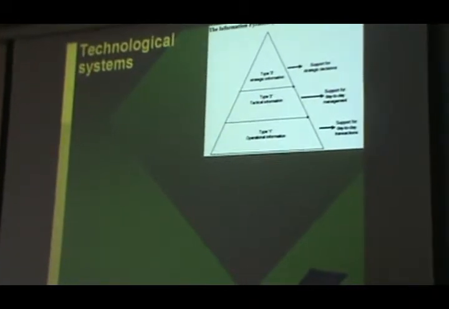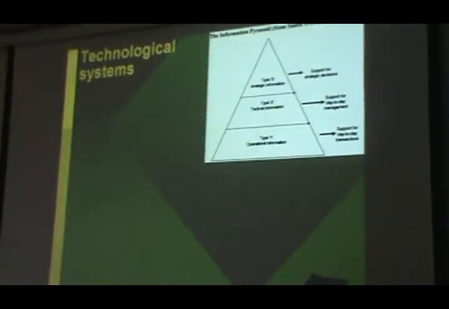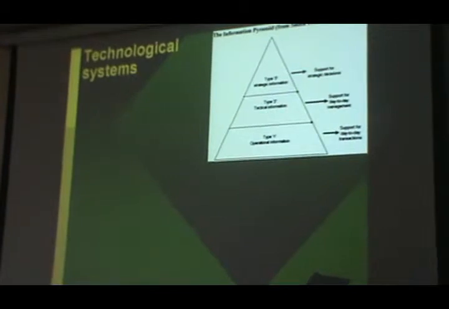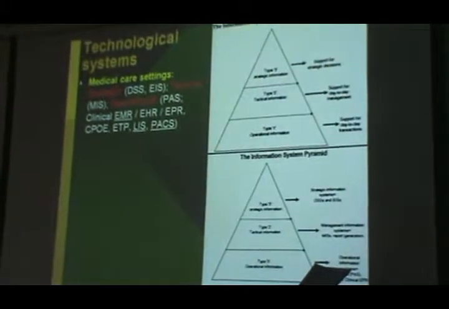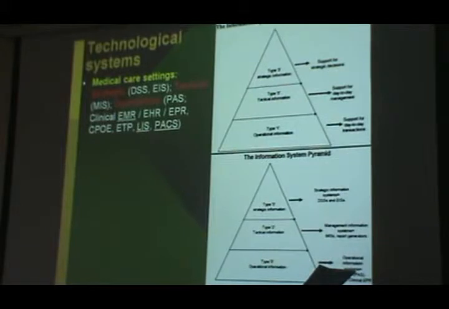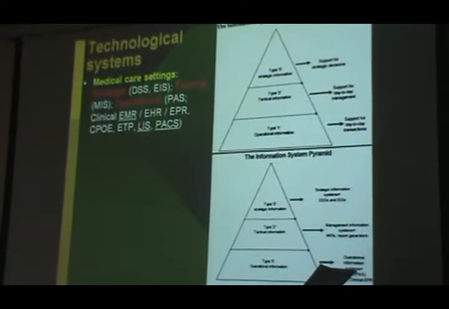This is a typical information pyramid. As you know, at the top of the pyramid, we have the strategic information, which includes all the decision support systems, the executive information systems. Then next under that, we have the tactical information systems. These are the management information systems. And finally, at the bottom, we have the operational systems.